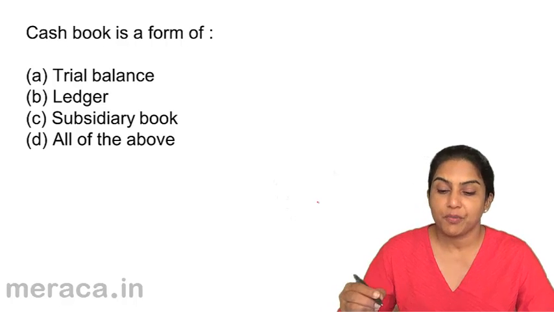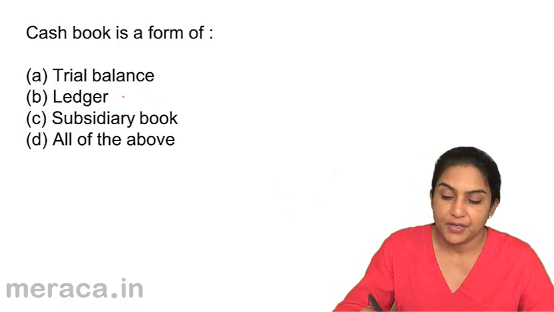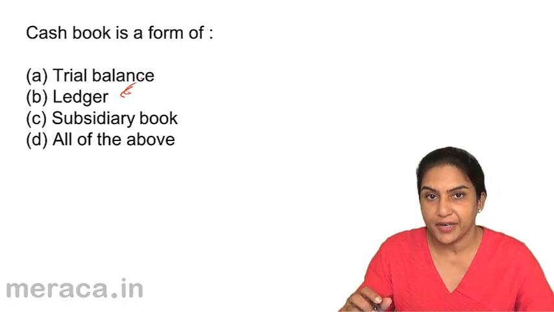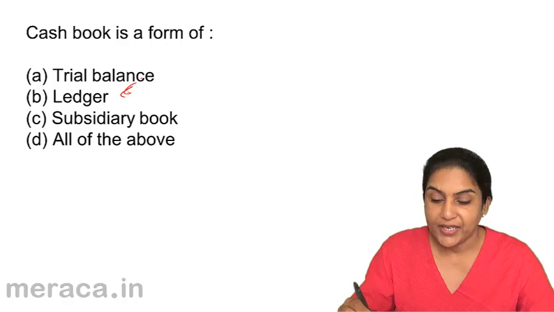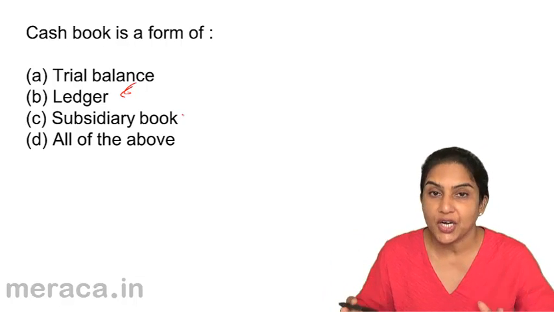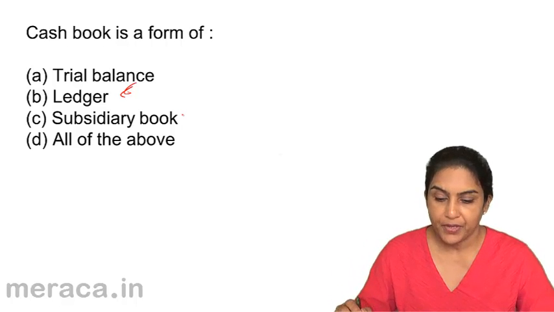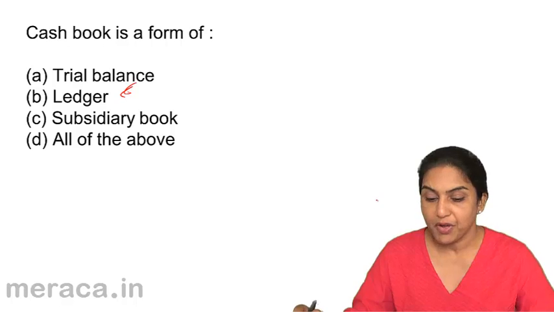Cash book is a form of ledger. It is true that it's a book of original entry, and to that extent it is a subsidiary book, but mind you, cash book is a cash account and therefore a part of the principal books of account. So cash book is a form of ledger. Correct answer should be B.